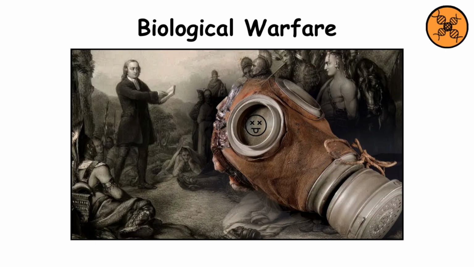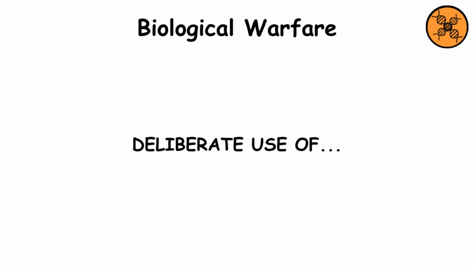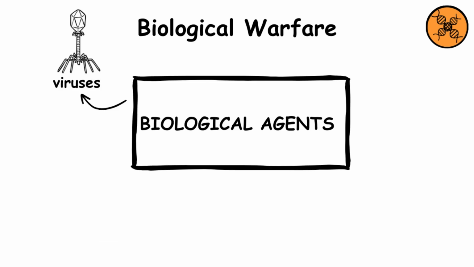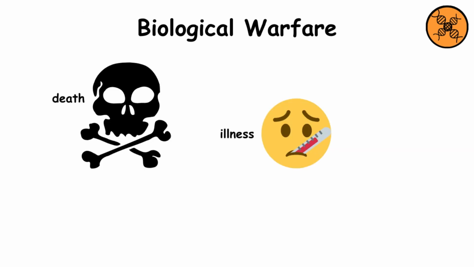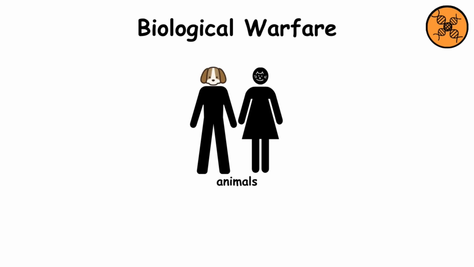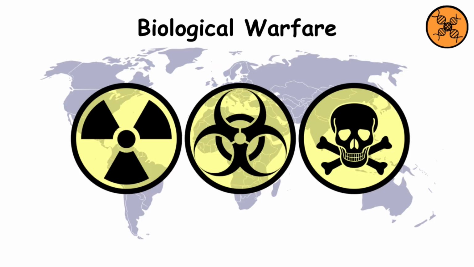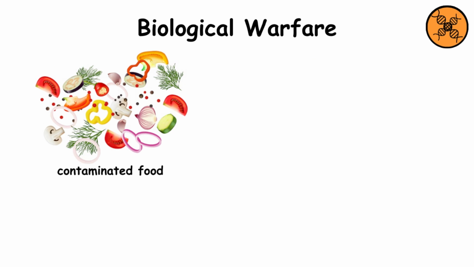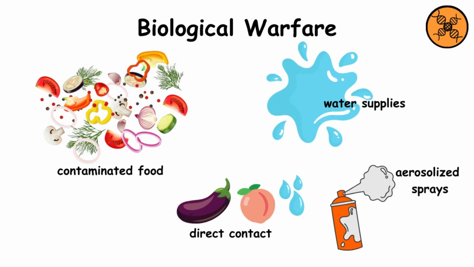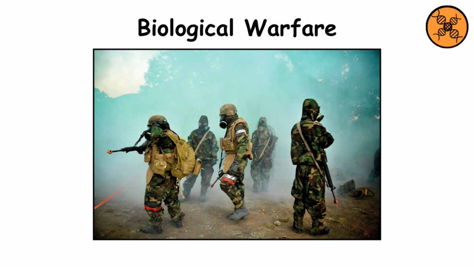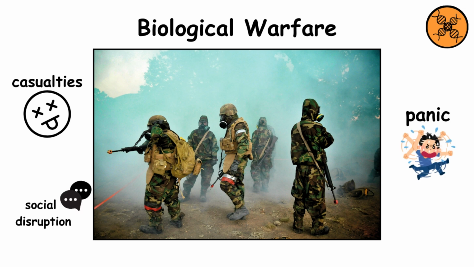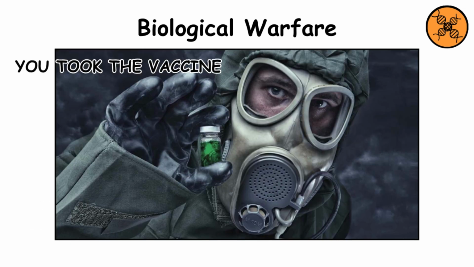Biological warfare. Biological warfare, often referred to as biowarfare or biowar, is the deliberate use of biological agents such as viruses, bacteria, fungi, or toxins to cause illness, death, or other harmful effects in humans, animals, or plants. Biological weapons can be deployed through various means, including contaminated food or water supplies, aerosolized sprays, or direct contact with infected individuals or materials. The use of biological warfare can lead to widespread casualties, panic, and social disruption, making it a particularly insidious form of warfare.